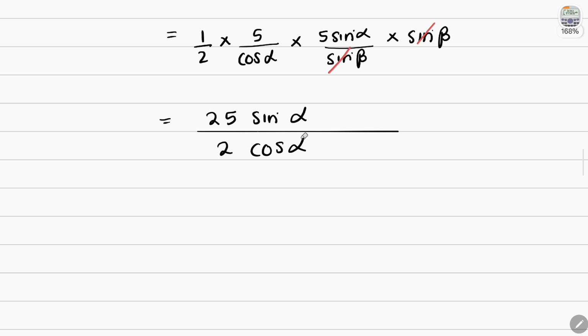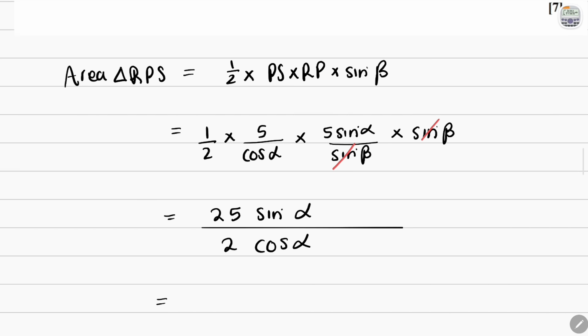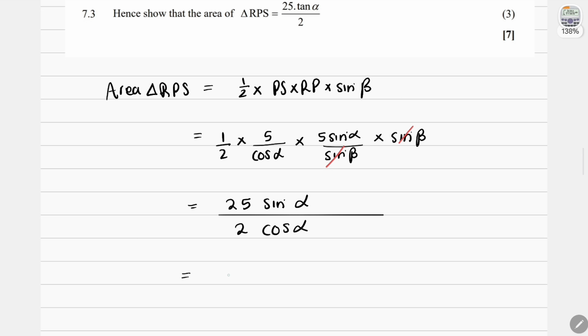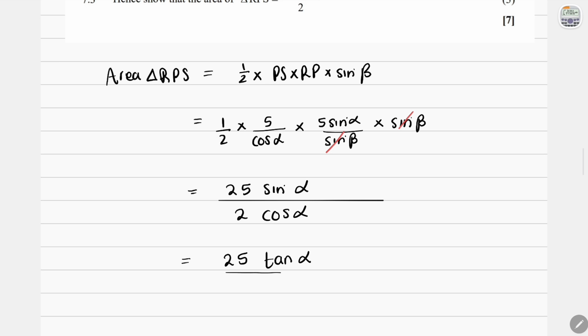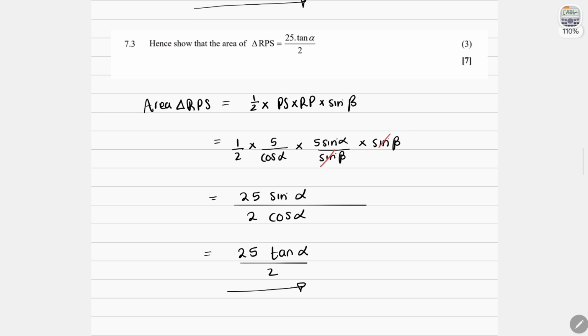And you know that sine alpha over cos alpha is tan alpha. So we can just rewrite it the way they did. They said 25, and then we can see that that becomes tan alpha, and then that's over 2. And that is exactly what they asked us to find. And that is it for question 7.